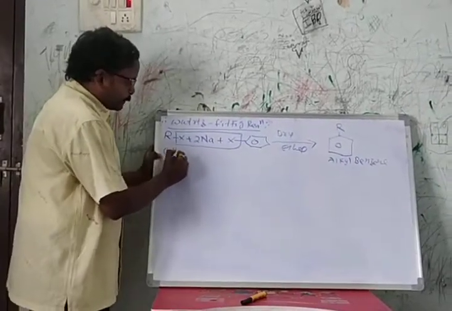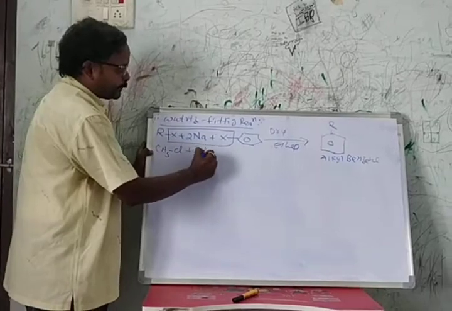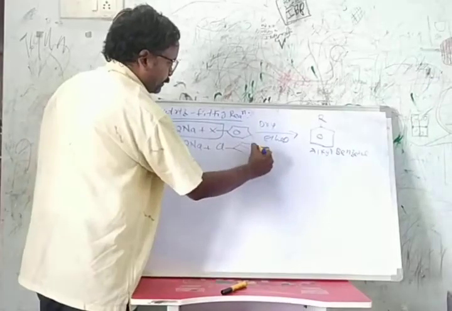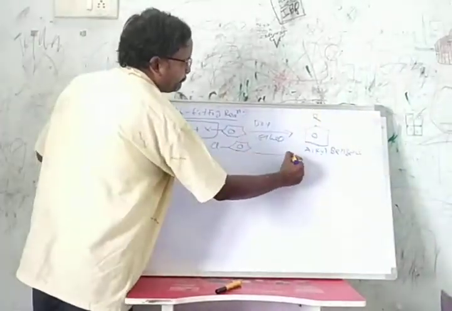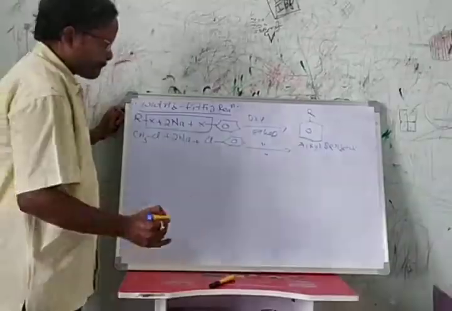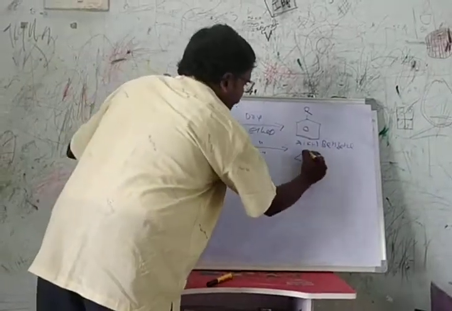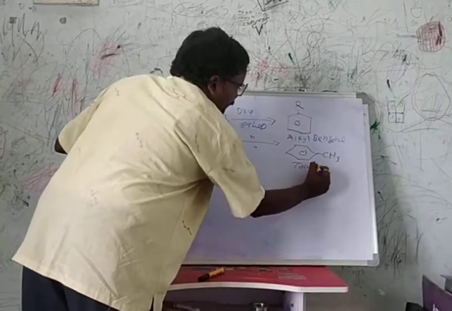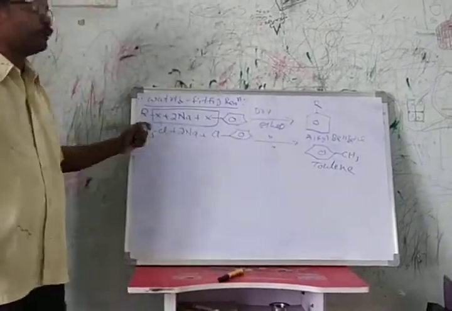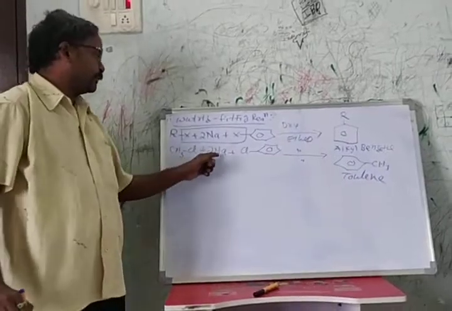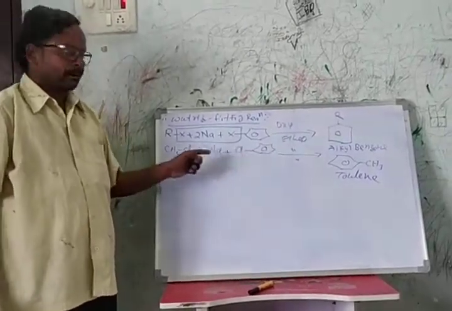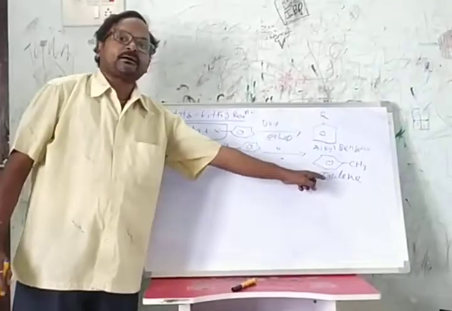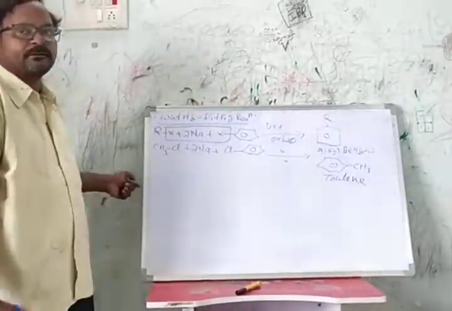Suppose methyl chloride reacts with 2 moles of sodium and chlorobenzene in dry ether, and forms toluene. This is called the Wurtz-Fittig reaction. When methyl chloride and chlorobenzene react with 2 moles of sodium in the presence of dry ether, they form toluene. This is called the Wurtz-Fittig reaction.